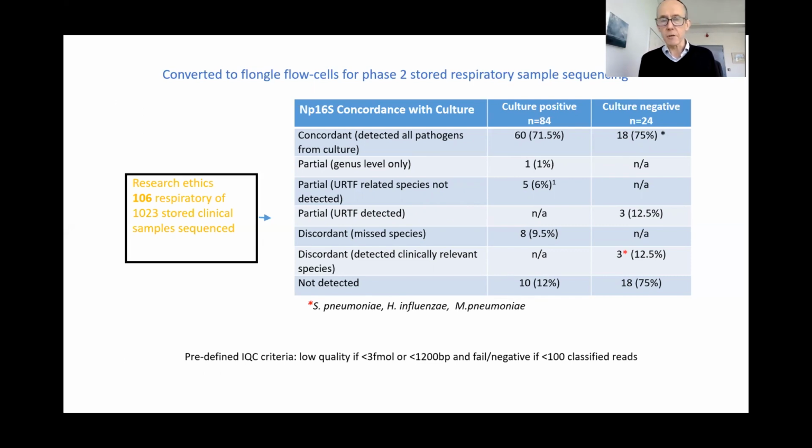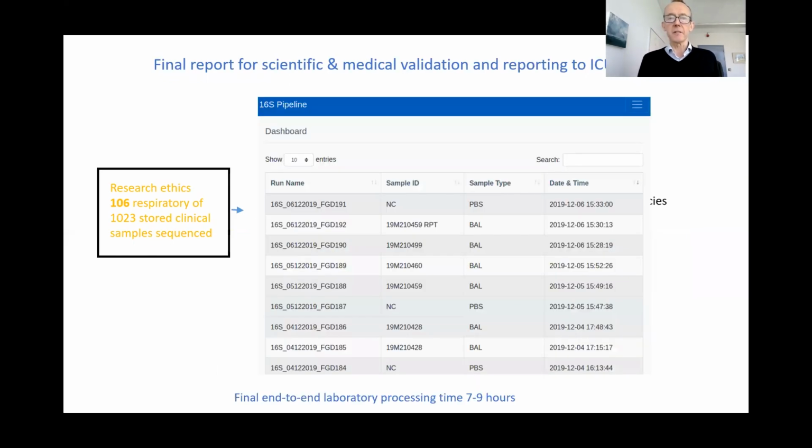Sometimes the differences could be due to issues with culture that's not perfect. Other times they were missing some upper respiratory tract flora, and that wasn't deemed clinically significant. And also importantly, we identified 3 potential pathogens in the culture negative samples, giving you the realization that as a molecular test, you might be able to pick up bacteria that are missed from culture. We also identified predefined IQC criteria that could allow us to take this test into service.